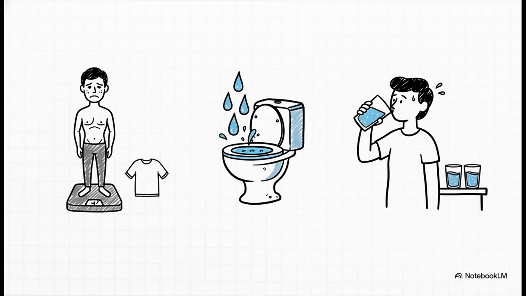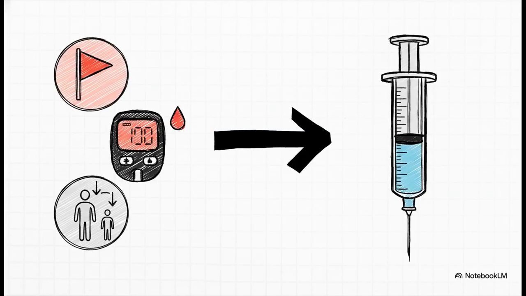You'll see this as unintentional weight loss. All that sugar also spills into the urine, dragging water with it. That's polyuria, or peeing all the time. And of course, that leads to dehydration and intense thirst, which is polydipsia. So if you see any of these, a really high A1C, really high blood sugars, or those catabolic symptoms, your next move is simple and immediate. Start insulin. Period.